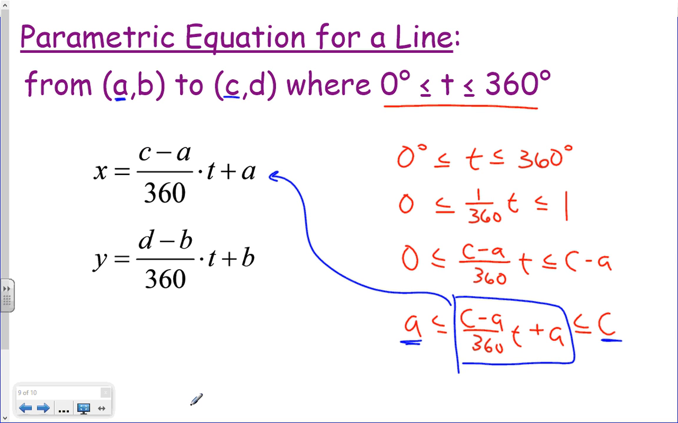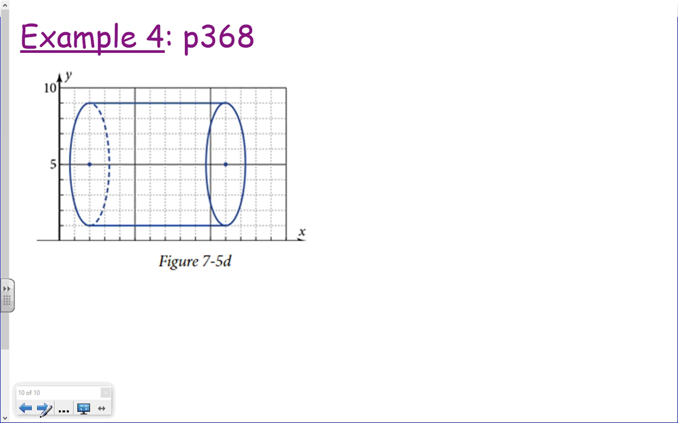Again, we kind of did something similar to this when we were looking at the graphs of those ellipses the first time, to just get an idea of what range we were working with. But I can use that same technique to come up with my equations for my straight lines here, x and y. All right. Let's take a look at an example where we want to use this.